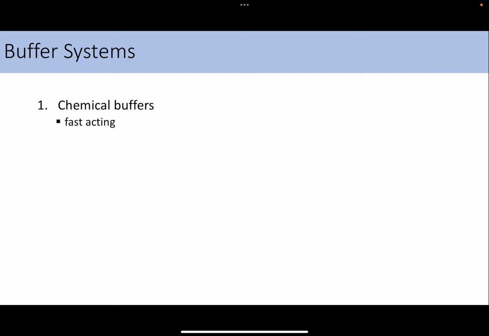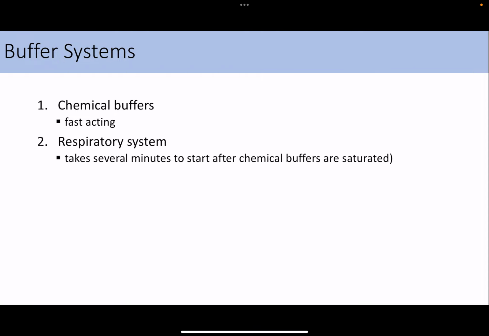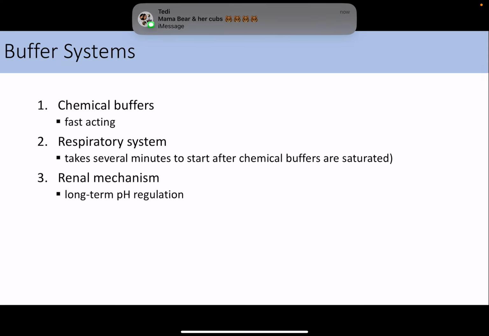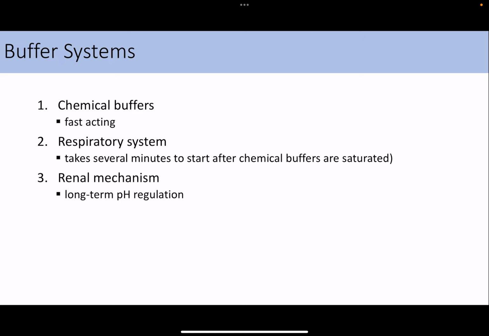So our buffer systems, and this is in the order in which we use them. We use chemical buffers first because they're fast acting, like that bicarbonate buffer system. Then we have the respiratory system. This is going to take several minutes to start after the chemical buffers are saturated. So once we've already made adjustments to pH as much as we can with our chemical buffers, then we have to rely on our respiratory system to make changes in our breathing in order to help balance our pH. If that's not sufficient, then the kidneys will take over that pH balance, and that's a long-term mechanism. So we rely on chemical buffers first, then our respiratory system, and then the last resort is our kidneys to do long-term pH regulation. So we're going to talk about each one of those things in order.